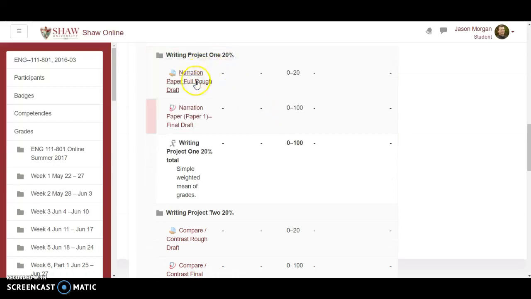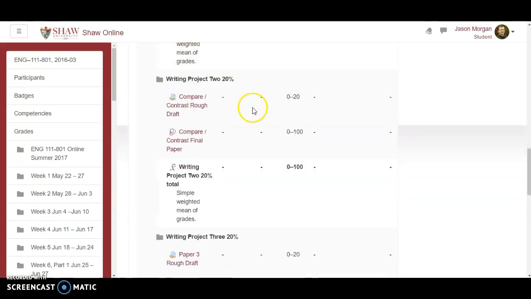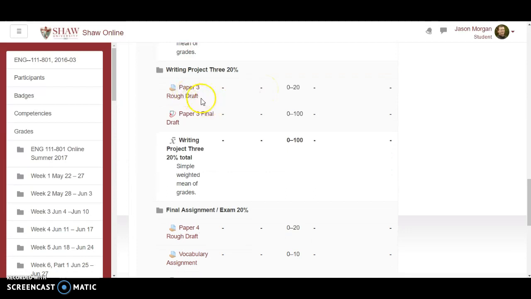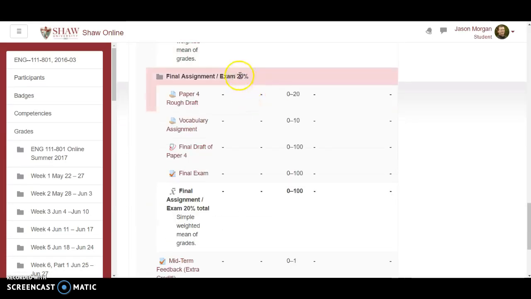Paper 1 consisted of your rough draft. If you just did it, you got 20 points, and your full paper was worth up to 100. So this is worth basically a fifth; the paper was 5 times more important than the rough draft. Paper 2 did the same thing, the rough draft and the final draft. Paper 3, again, the rough draft and the final draft, was worth 20% of your grade. And then the final is worth 20% of your grade. That consisted of your rough draft of paper 4, the vocabulary assignment, the final draft, and the final exam.